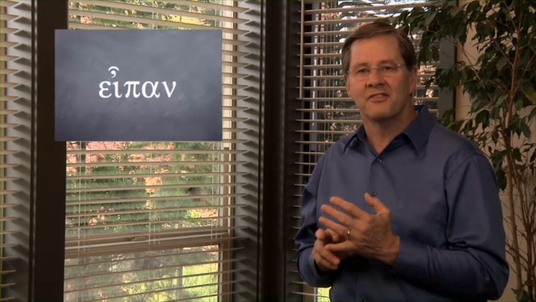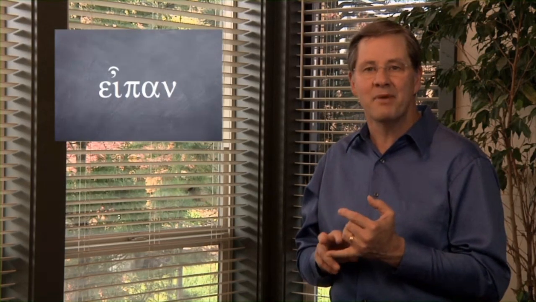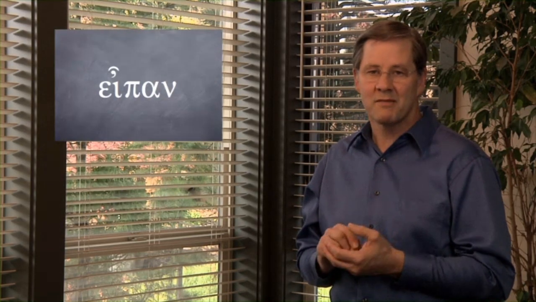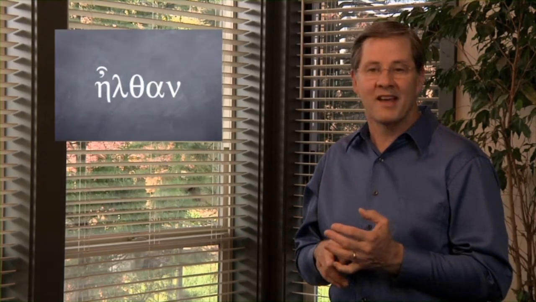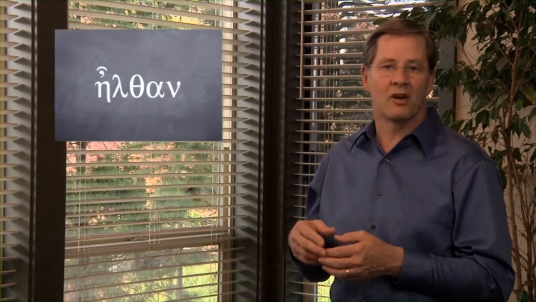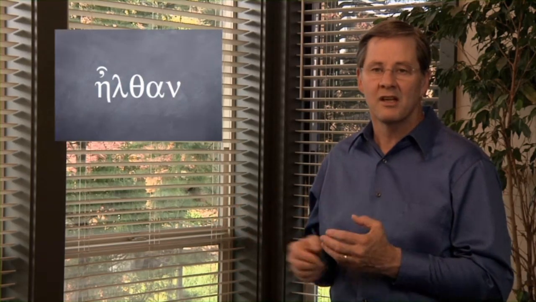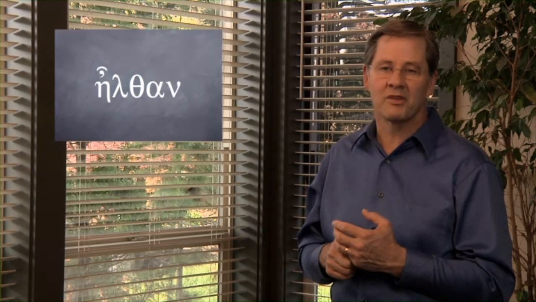Normally, the second aorist is apon with an omicron, but sometimes you'll find apan with an alpha. Also, the form aelthon. Normally, it's the omicron, which is the normal second aorist ending, but sometimes you'll find aelthan with an alpha. Those are just first aorist endings being stuck on second aorist stems. But just be aware of them. It shouldn't be a problem, okay?